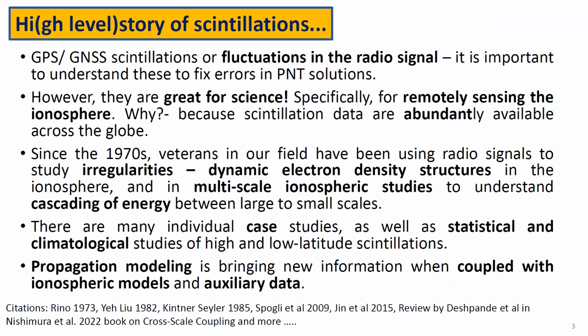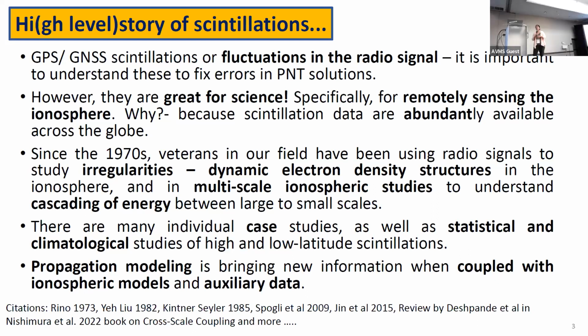That brings me to my next slide, which is, if you want to call it, the high-level story or history of scintillations, whatever it is. So these errors are great for science. We use it for remote sensing again, because we have abundant data available across the globe. Now, since the 1970s, people have been studying irregularities, which are dynamic electron density structures. They use it for multi-scale analysis, and especially to understand the cascading of energy, which we are again exploring. There are lots and lots of case studies, climatological studies, statistical studies of high and low latitude simulations.